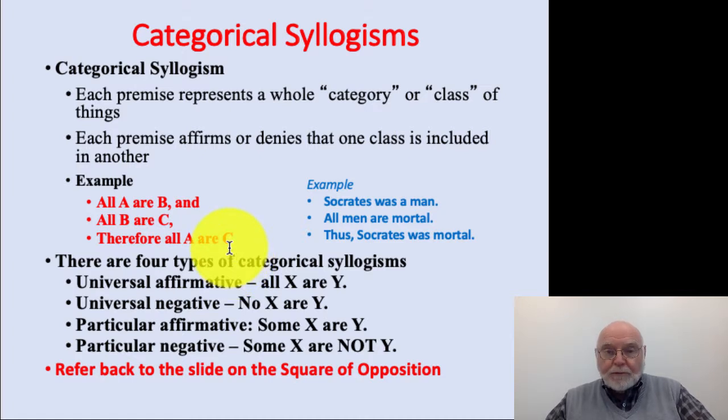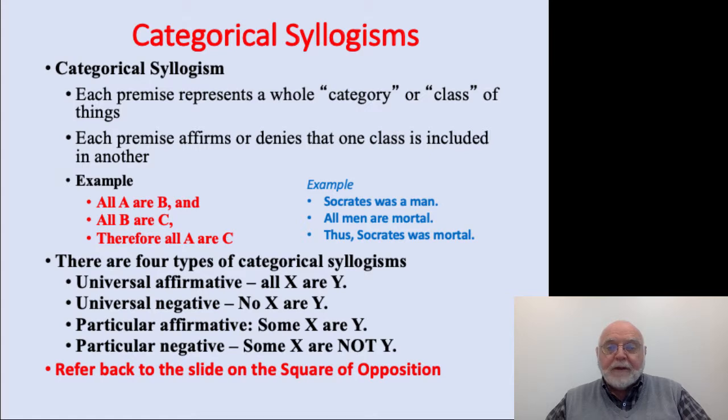Now, if you recall the square of opposition, you understand that the top two were a universal affirmative and a universal negative, and the bottom two were a particular affirmative and a particular negative. And hence you can see there's a format. Universal affirmative, all X are Y. Universal negative, no X are Y. A particular affirmative, some X are Y. Or a particular negative, some X are not Y. I mean, that's very straightforward. So again, have a look back and play with that in relation to the square of opposition if you're not clear about it.